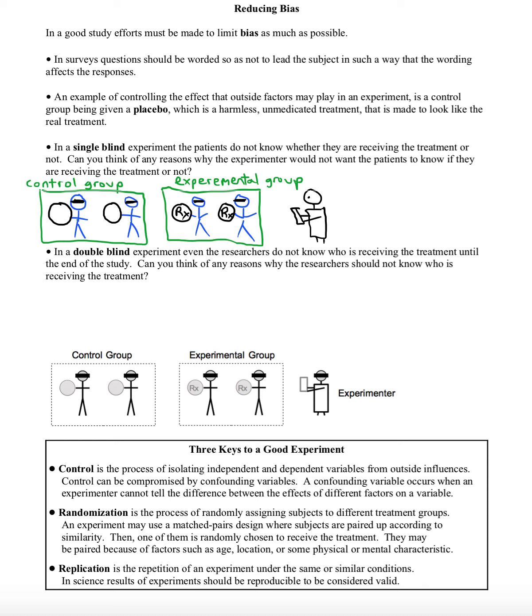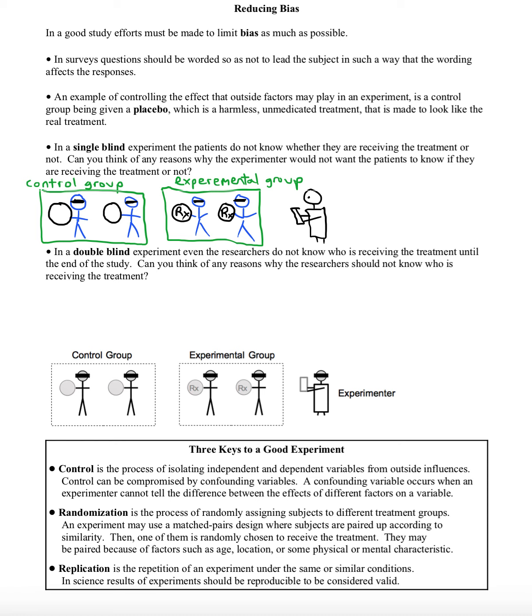So there are 3 keys to a good experiment. Control is the process of isolating independent and dependent variables from outside influences. Control is compromised by confounding variables. Confounding variables occur when the experimenter can't tell the difference between effects of different factors on a variable.